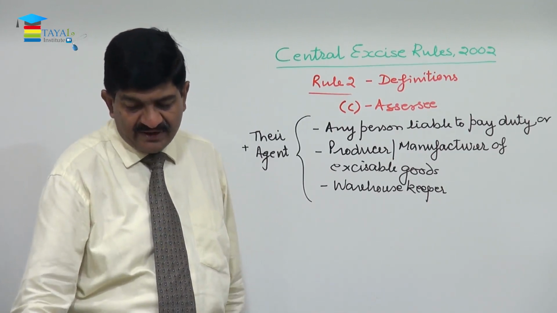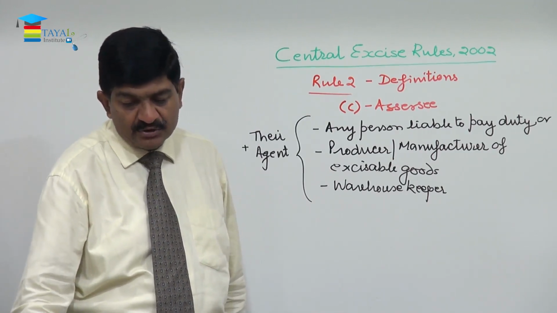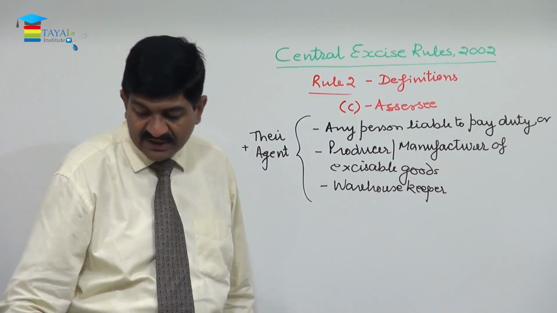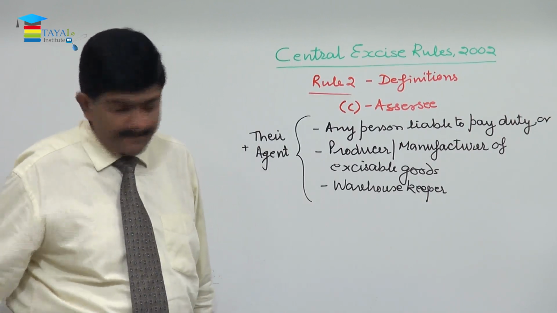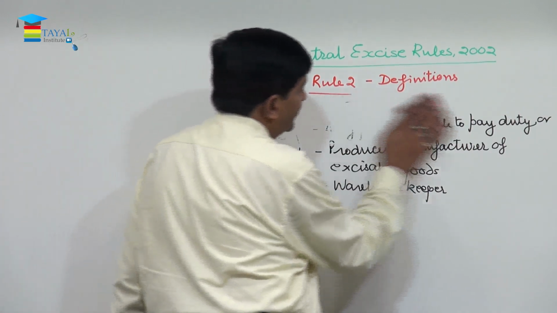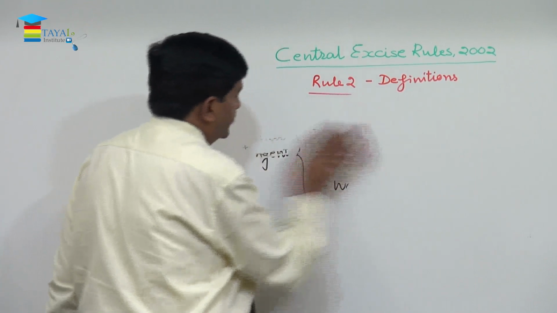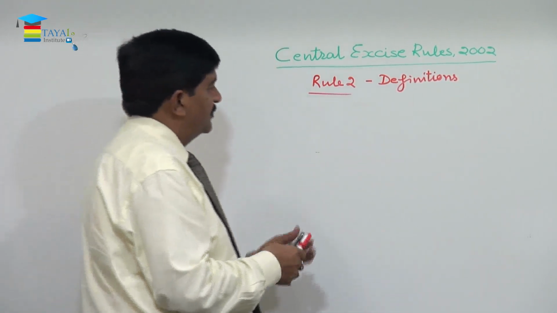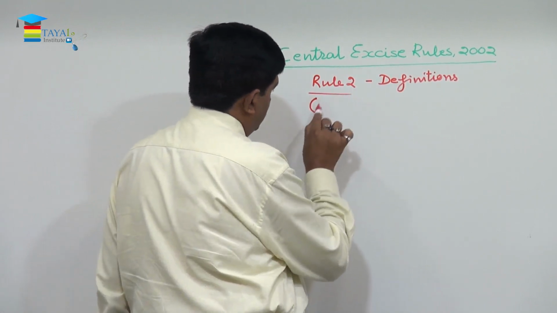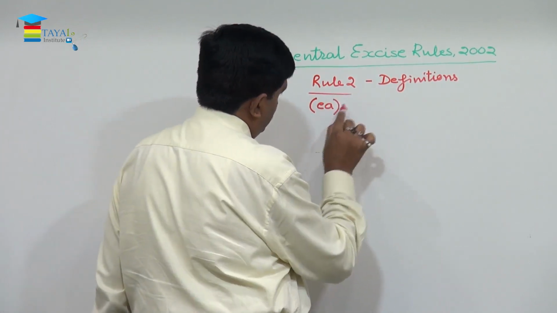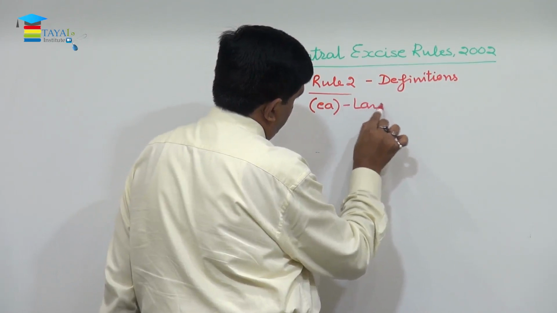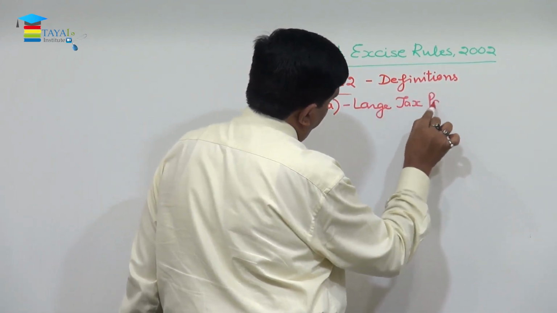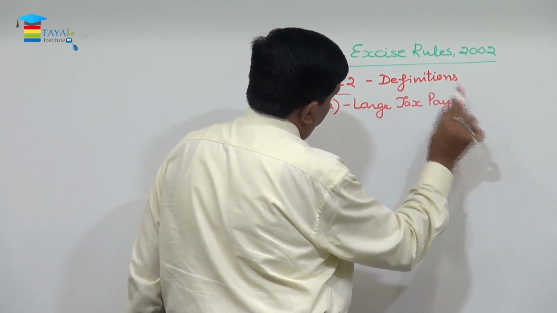After this, another relevant definition, that is in clause number EA, and that talks about who is the large taxpayer. Clause number EA. Large taxpayer.